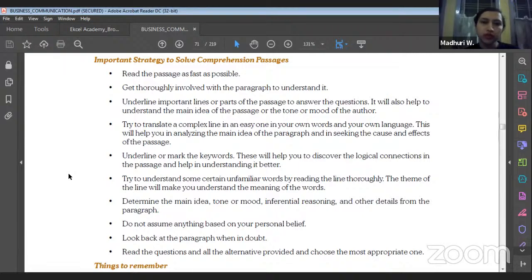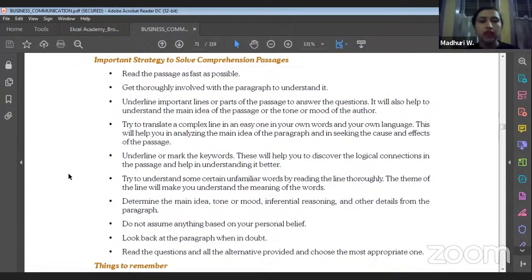Do you first read the passage as fast as possible and then get thoroughly involved with the passage to understand it? What you can also do is underline important lines or parts of the passage and then answer the questions. It helps you understand the main idea and the tone of the passage or the mood of the author as well. If there is a very complex line, try to translate it in your own words, so the concept is very clear in your mind.